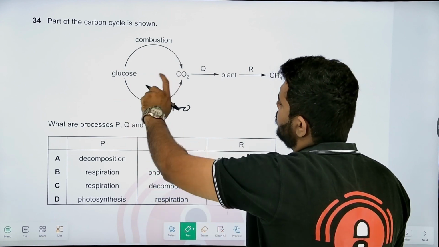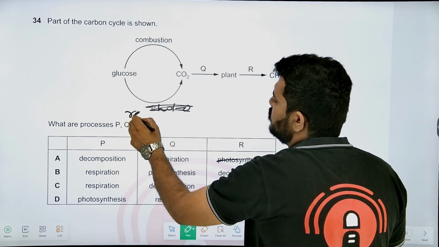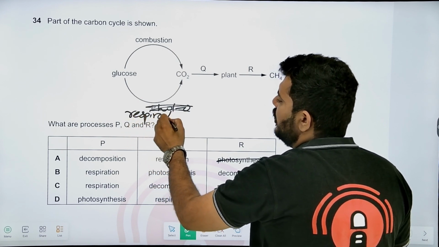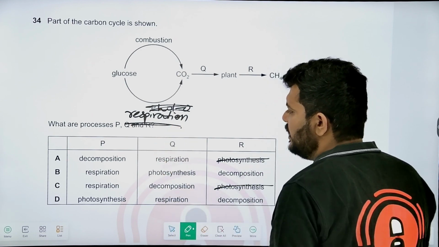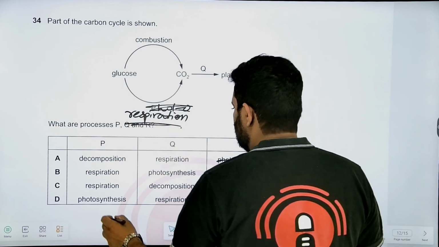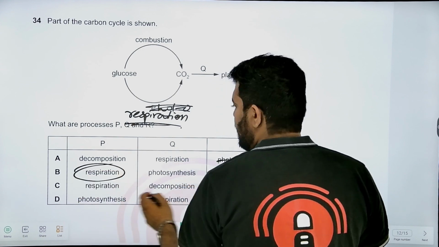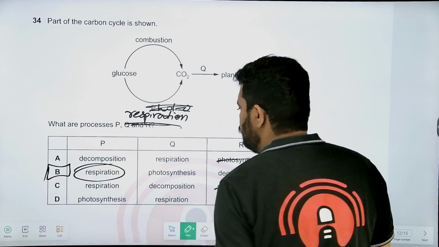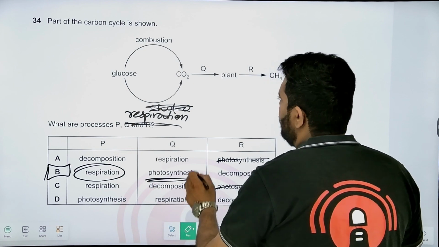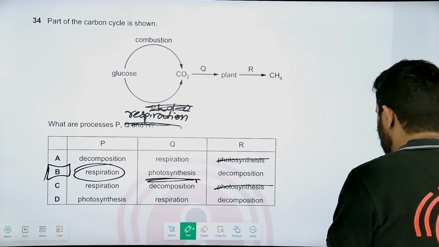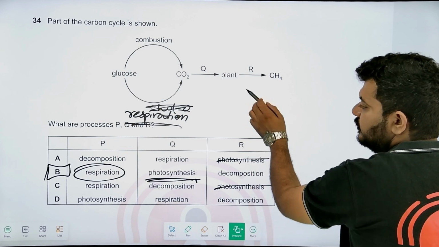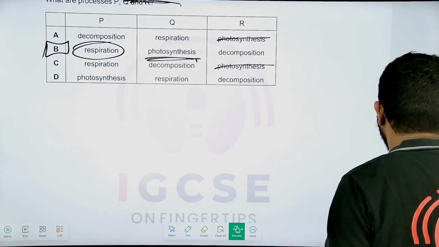Glucose to carbon dioxide, combustion, sorry, this has to be respiration. After looking at the options, I realize my mistake. This has to be respiration. So P has to be respiration. Okay, I think without even looking at Q, this is the answer. And yes, in fact, Q is photosynthesis, right? So that is your answer. Are there any questions? No.